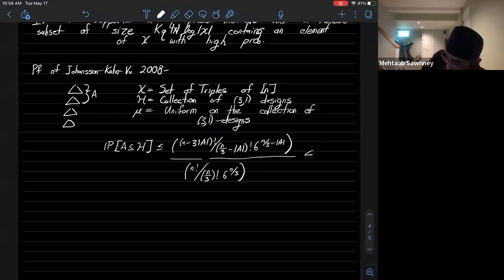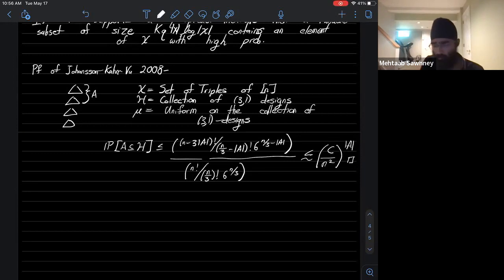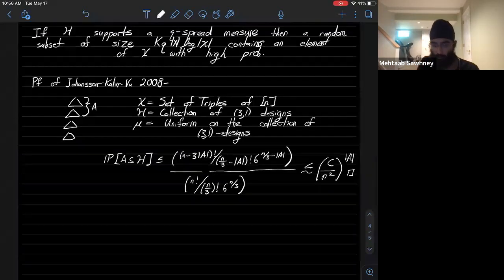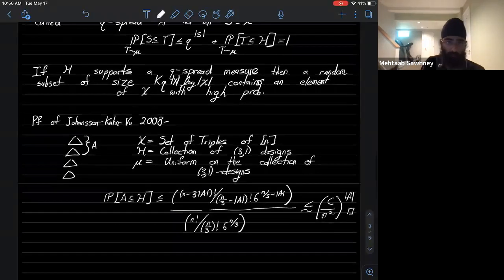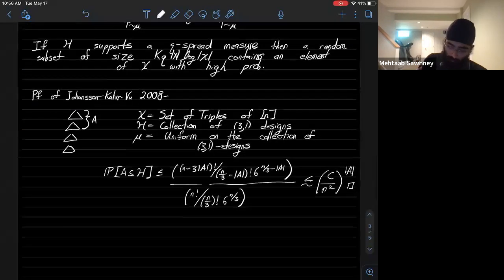And if you just work it out, this is at most C over N squared to the size of A. So this gives us a measure, which is C over N squared spread. The size, and roughly the probability, corresponds to Q times log X. So this is like log N over N squared. And that's exactly the result of Johansson-Kahn-Vu. And that's the whole proof.